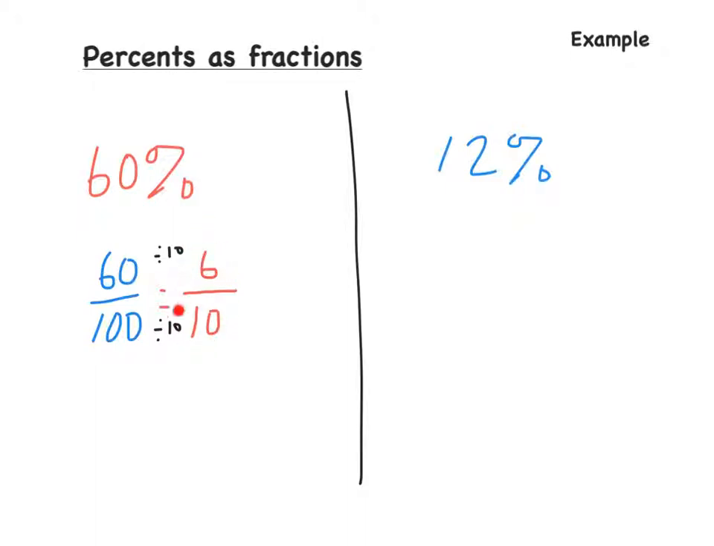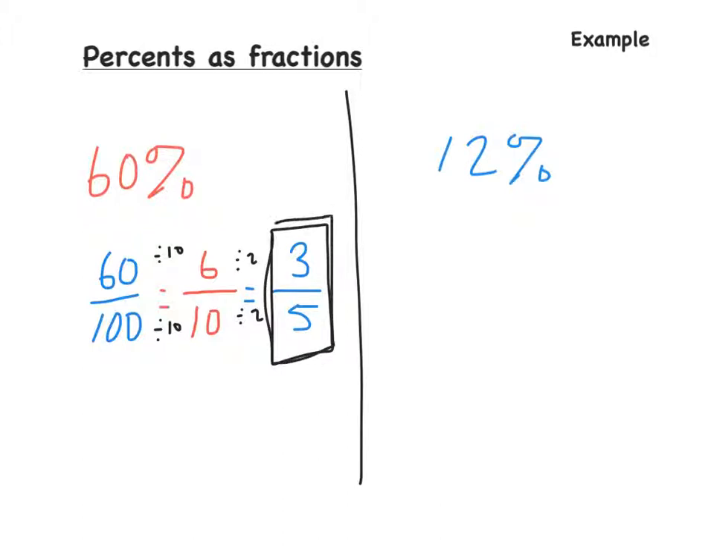So as this isn't completely simplified, we can go even further because both of these are even numbers. So if we divide both by 2, what is 6 divided by 2? That's 3. 10 divided by 2 is 5. So 3/5, we cannot simplify this anymore. So 3/5 is 60% written as a fraction.